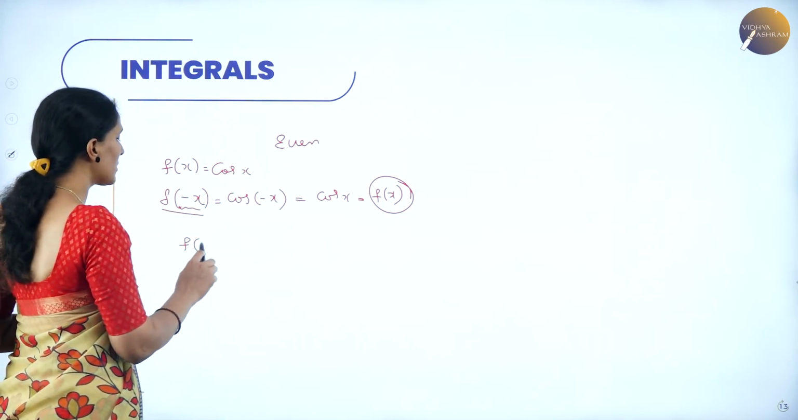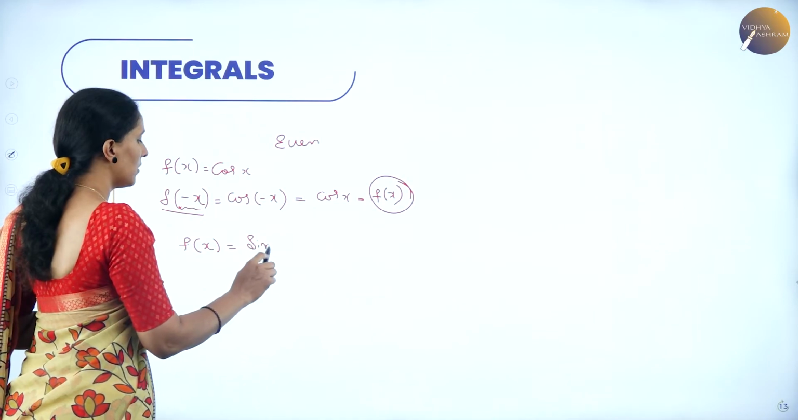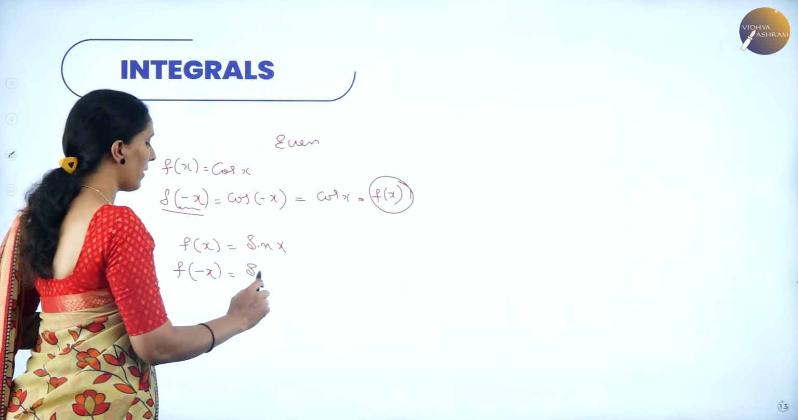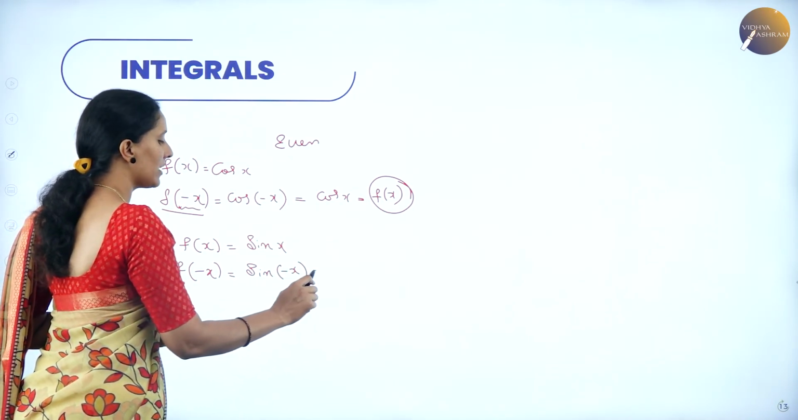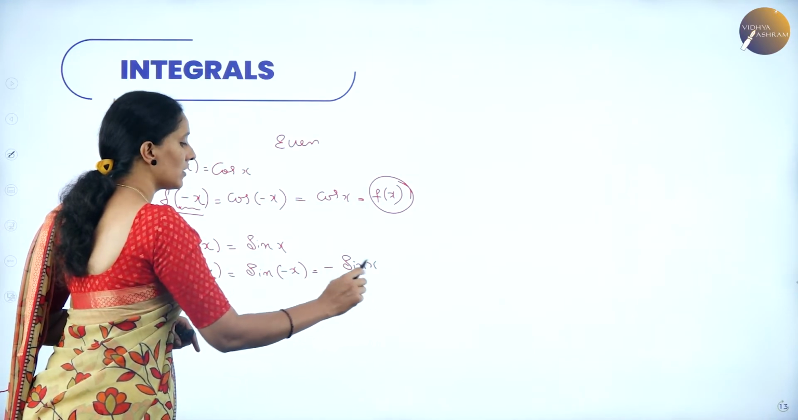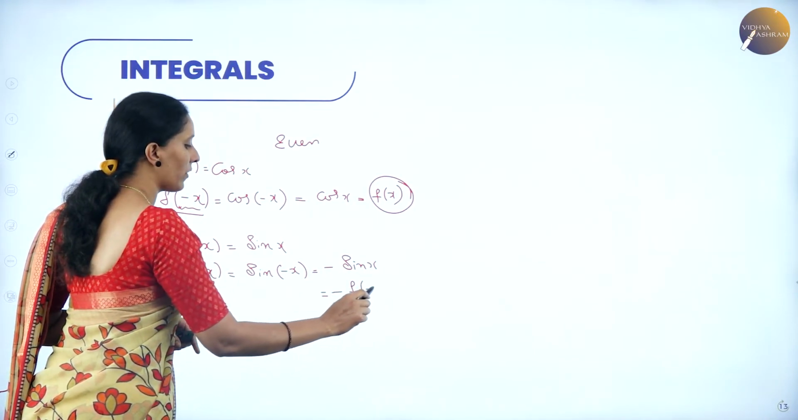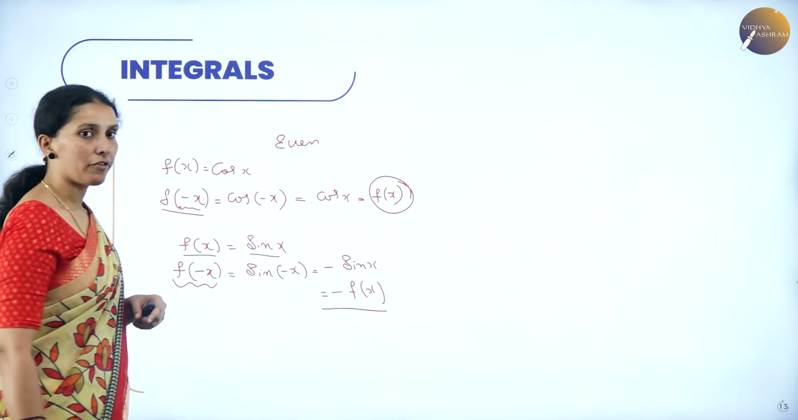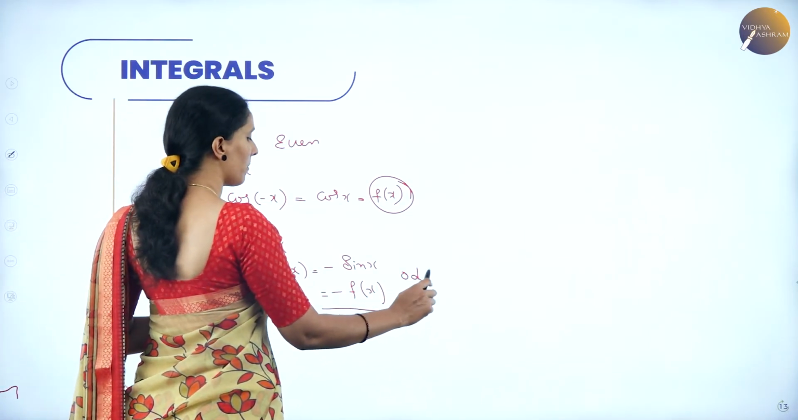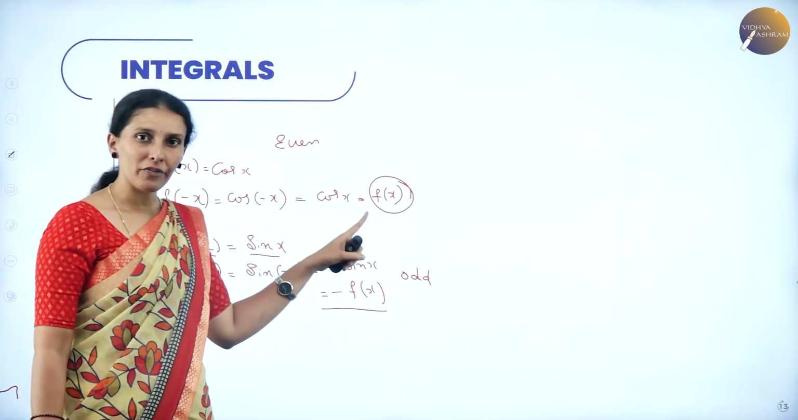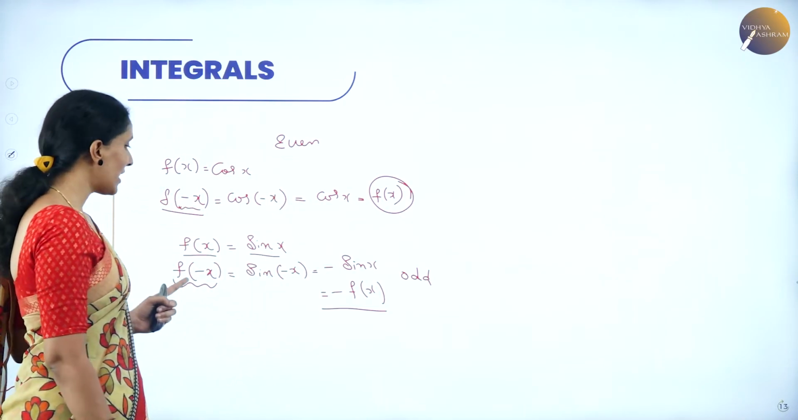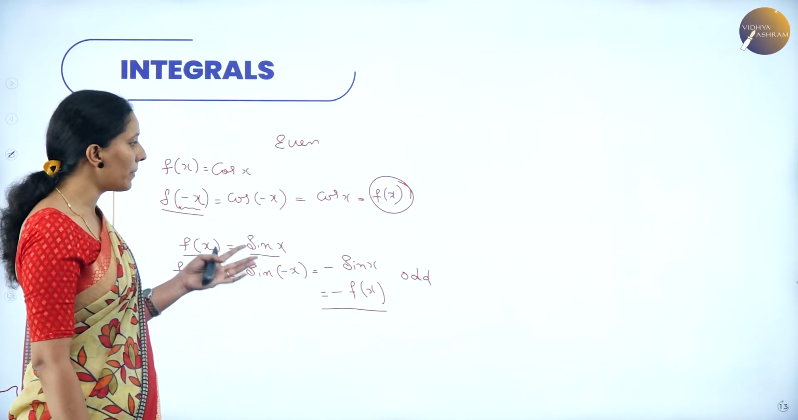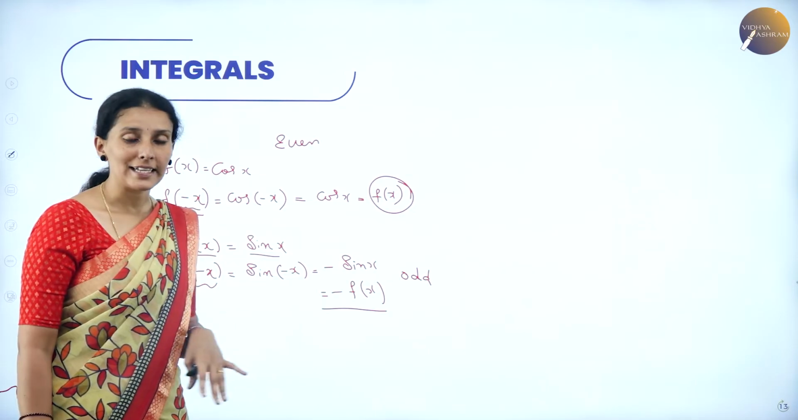Take f of x is equal to sin x. So replace it with f of minus x. So what happens? Sin of minus x. What is sin of minus x? It is minus sin x. So minus sin x is nothing but minus f of x, because sin x we have taken as f of x. So when f of minus x is minus f of x, then it is called an odd function. So if f of minus x is f of x, then it is an even function. If f of minus x is minus f of x, then it is an odd function. So therefore we can take as examples here, cos x is an even function, sin x is an odd function.